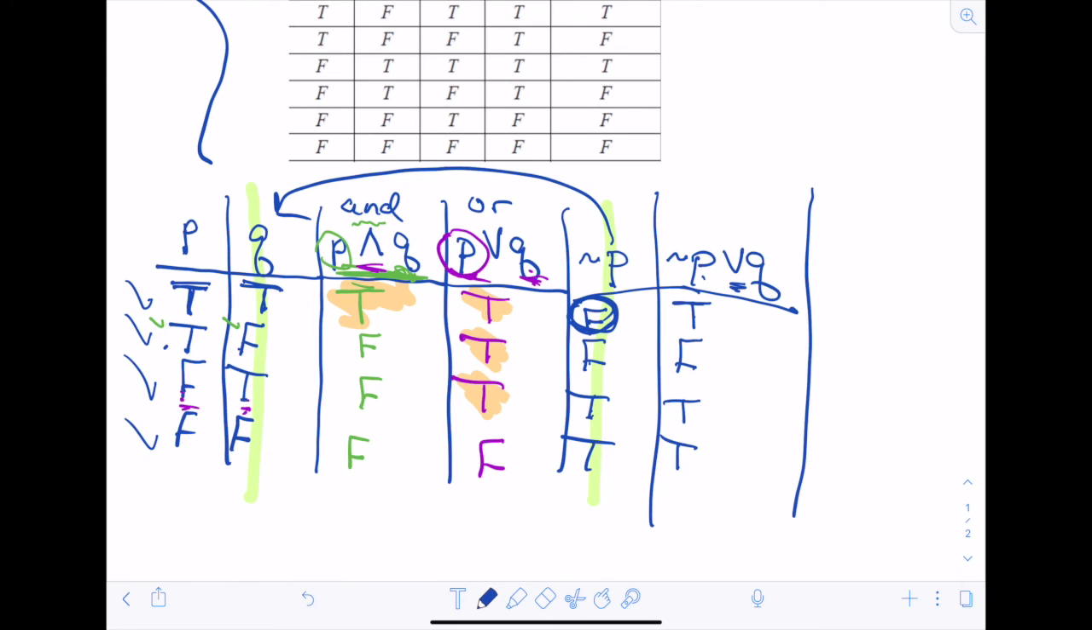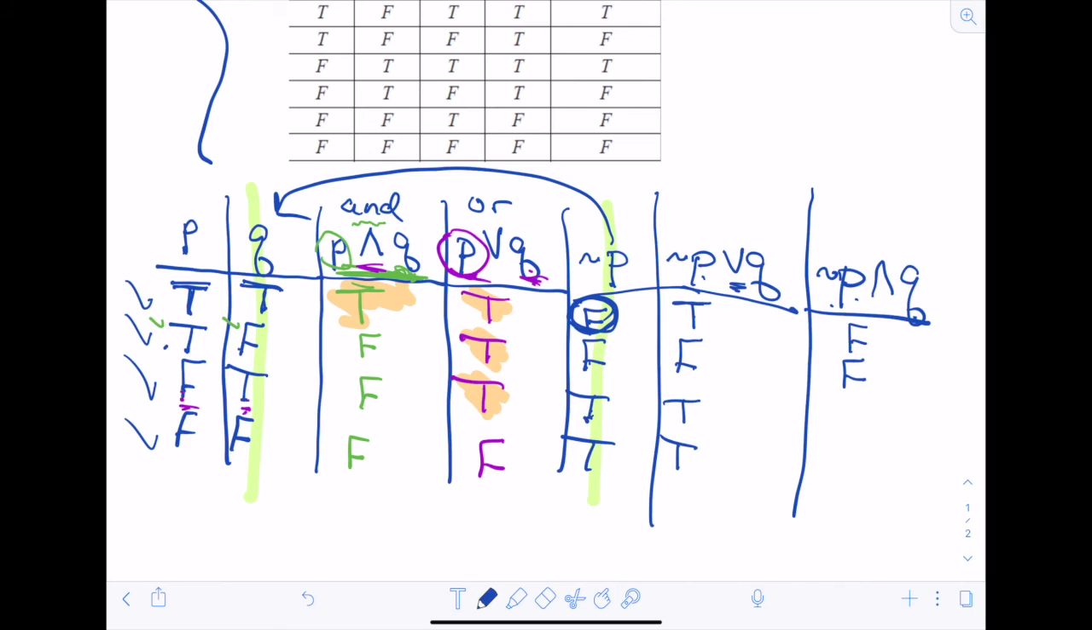What about if I wanted not P and Q? So again, I'm going to look at my not P column, and with an AND, I need them both to be true for this to be true. So wherever I see a false, then that one has to be a false, right? Because a false and anything will be false.